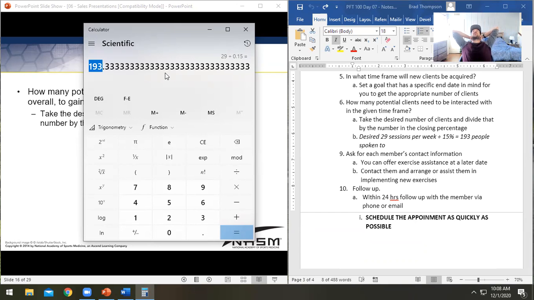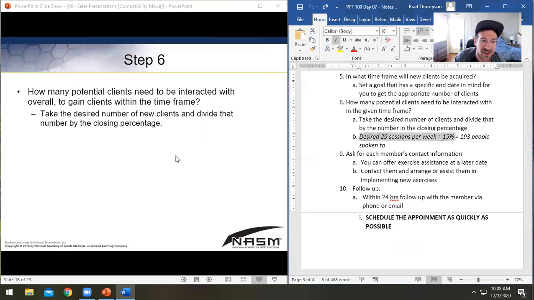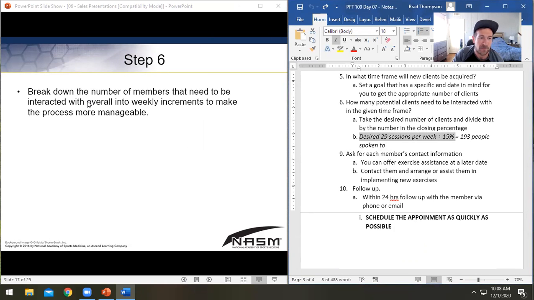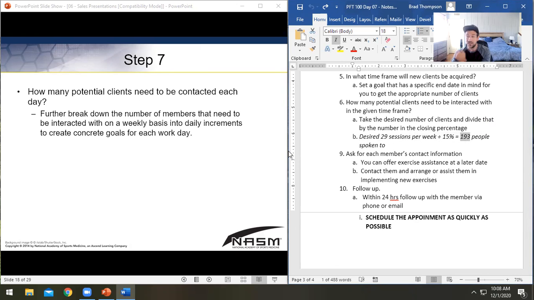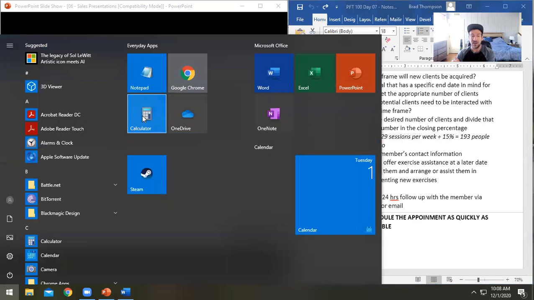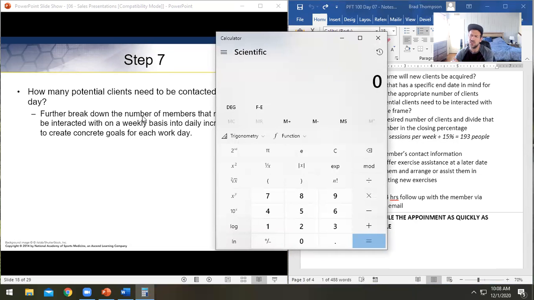But NASM's going to have you take this way, way further. So we're going to see step 7 here, which I didn't actually include in your notes: break that number of members down into an overall weekly increment in order to make that more manageable. So obviously 193 people, you're not going to meet 193 new folks in a day. But let's say you've got X number of weeks to get this done. You take 193, and we said, let's say it's 2 months, that's 8 weeks. So we divide that by 8.